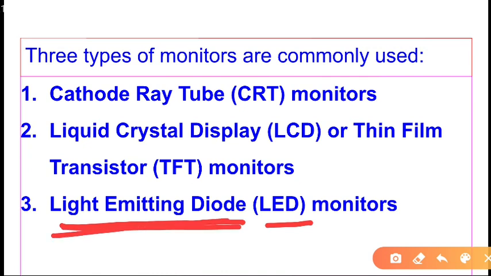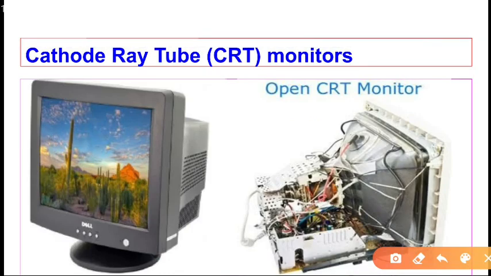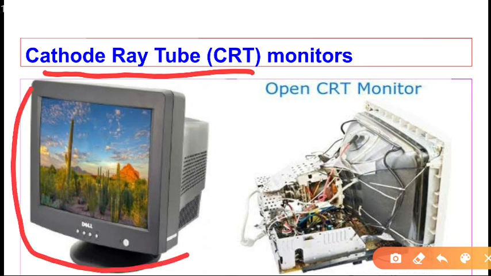So let me show you these monitors. See, this is the CRT monitor. You don't need to know the internal working of this. You just need to know that there are three types of monitors that are commonly used. CRT stands for cathode ray tube monitors. Can you see this monitor? This is a CRT monitor. You might have seen these types of monitors. These are old monitors that used to be used in the early 2000s.